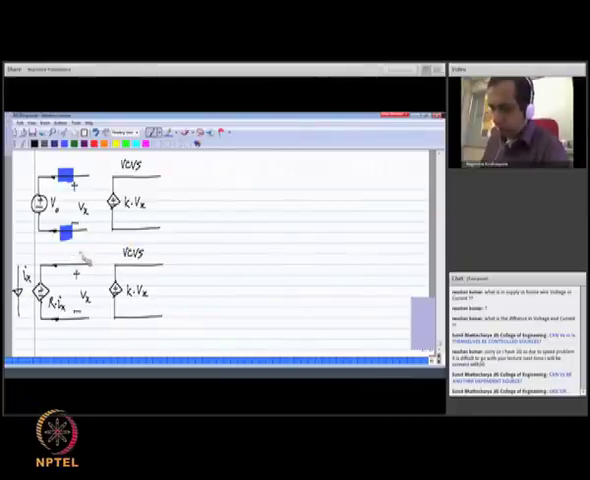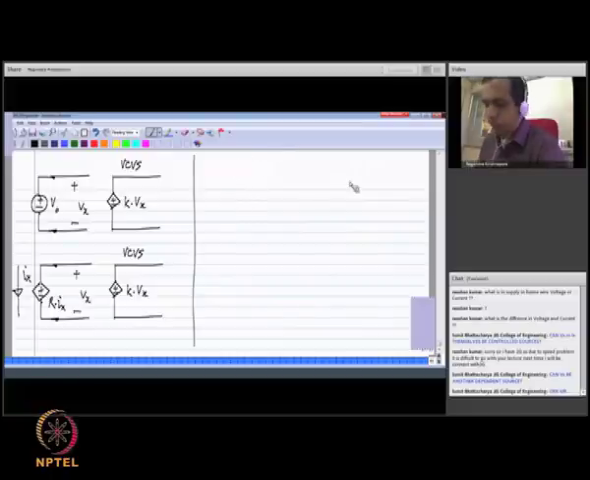Now, whether Vx comes from an independent source or a dependent source, that doesn't matter. That's only a detail of the circuit. It can be the voltage across a resistor, or in a current controlled case, it could be the current from an independent current source or a dependent current source, whatever it is.